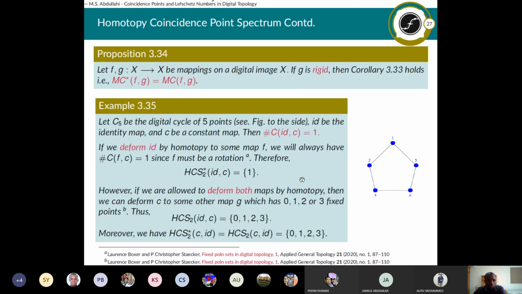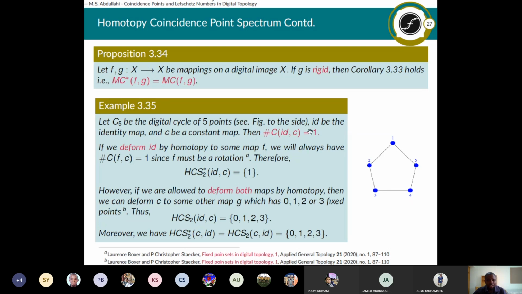And one example we consider is the following, where we have a digital cycle. By digital cycle, we mean a digital image in which every point is adjacent to exactly two neighbors. That is, if I take this point, it's only adjacent to two neighbors. Any point is adjacent to exactly two neighbors.